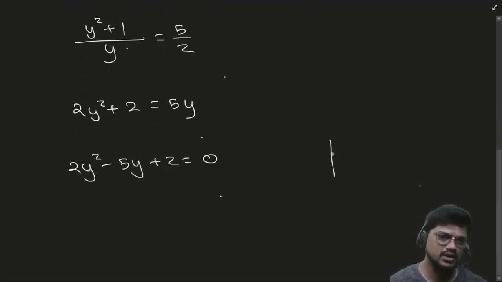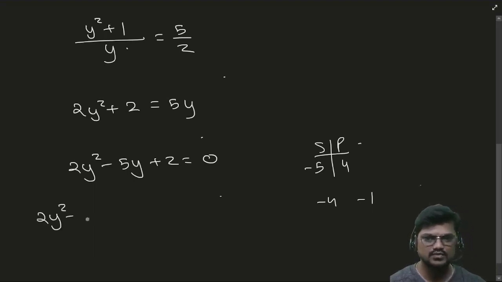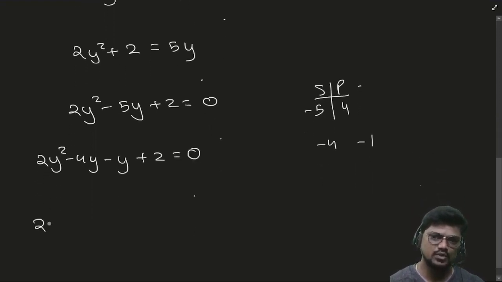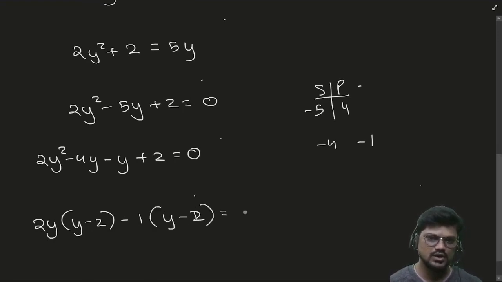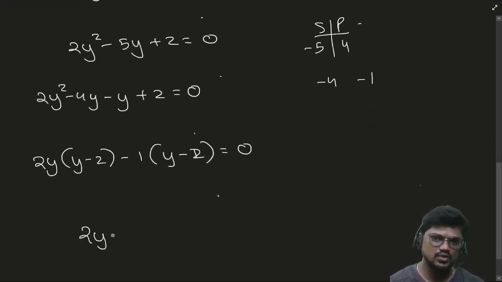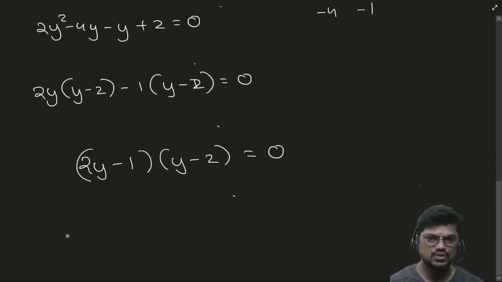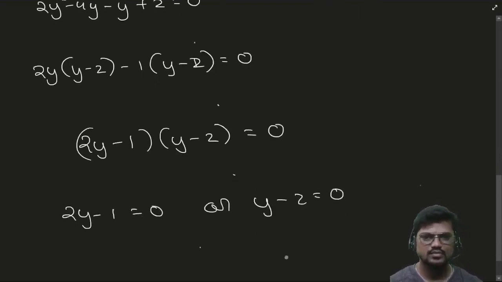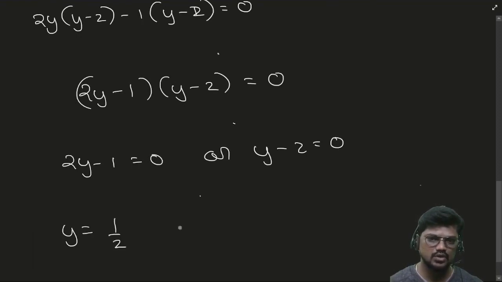What is the sum and product required? It's very basic. The sum is minus 5, product is 4. So the two numbers are minus 4 and minus 1. So it will be 2y square minus 4y minus y plus 2 equals 0. 2y in common, y minus 2. Minus 1 in common, y minus 2 equals 0. Ultimately, you get 2y minus 1 and y minus 2 equals 0. So 2y minus 1 equals 0, or y minus 2 equals 0. So y equals 1 by 2 or y equals 2.